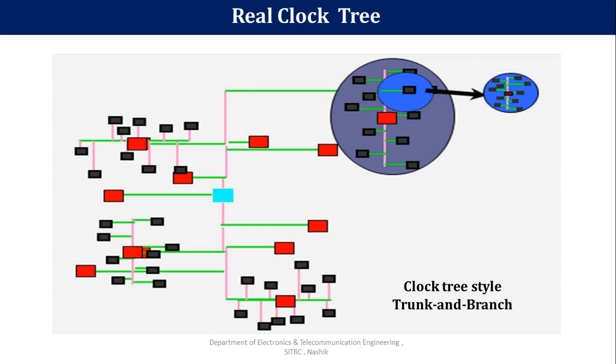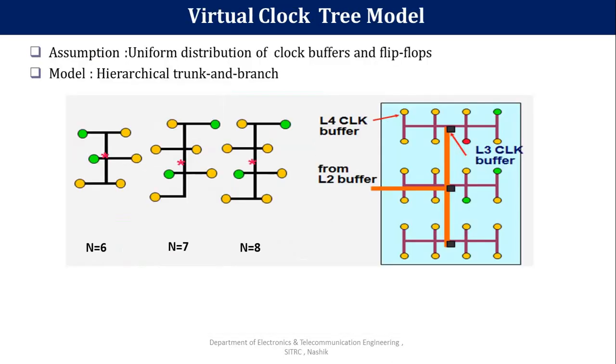This is a picture of a real clock tree which is present on the chip. It is a trunk and branch model. Here you can observe how the tree is distributed: the clock driver is placed centrally, and from that the clock is distributed to the various networks.